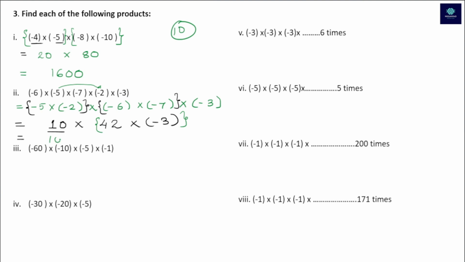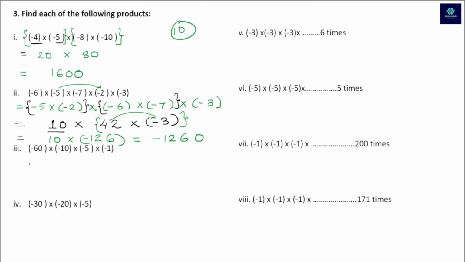Now we can multiply these two together. Let us keep 10 separate. So 10 remains here, and we are multiplying 42 and 3. So on multiplying 42 and 3, you will get here 126 and it will have a minus sign with it because plus and minus becomes minus. Now let us multiply these two and get our answer. So it will be minus 1260. Okay.